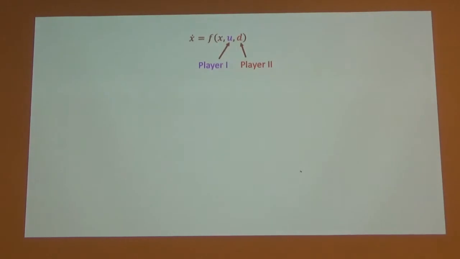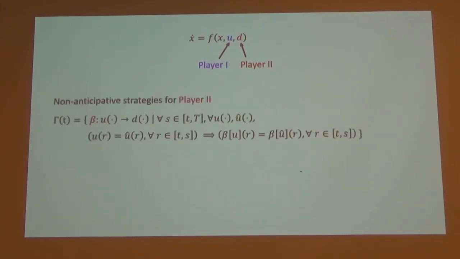Whenever there are two players, or whenever there is a game in general, we have to first talk about the information pattern in this game, meaning what information each of the players has access to, because that can change the outcome of the game completely. Here we are interested in non-anticipative strategies for player 2. This is a mathematical definition of non-anticipative strategies, but what this really means is that the future actions of player 1 don't affect the current action of player 2.